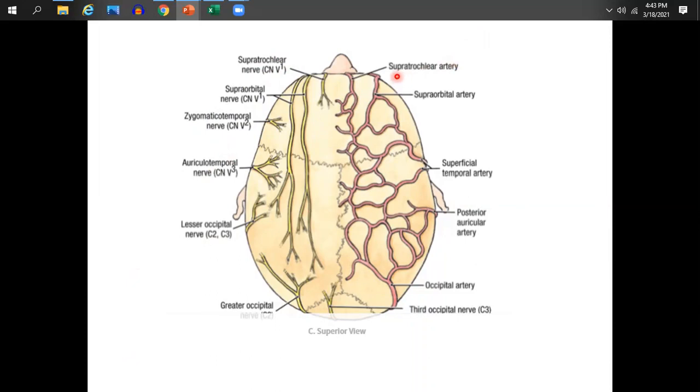And just a reminder, supratrochlear artery and supraorbital artery are branches off of the ophthalmic artery, which is a branch off of your internal carotid artery, versus superficial temporal artery, posterior auricular artery, and occipital artery, which are branches off of your external carotid. So technically, these arteries represent an anastomosis between your internal and external carotid arteries.